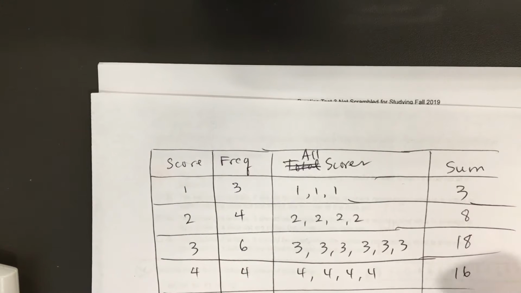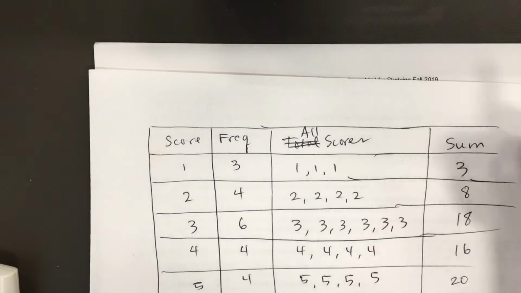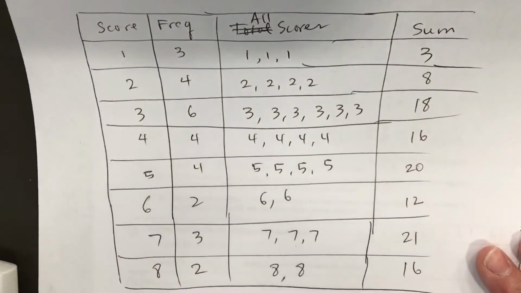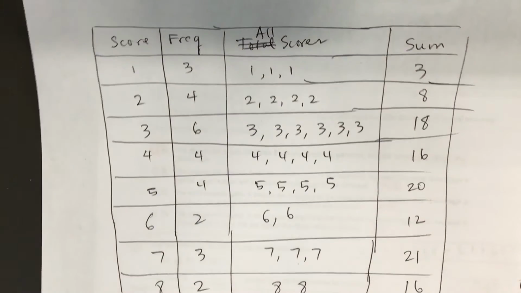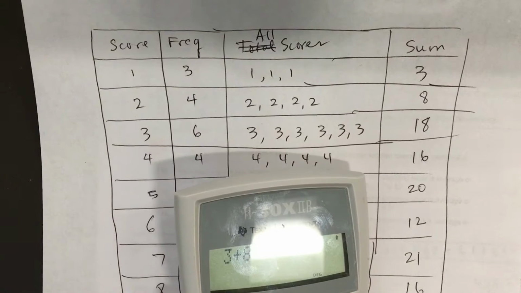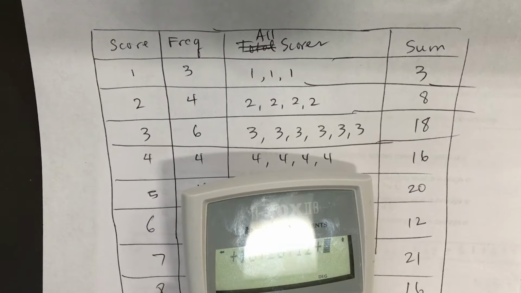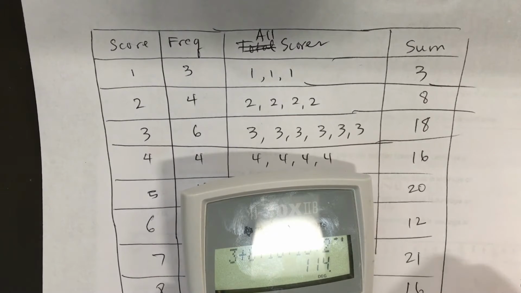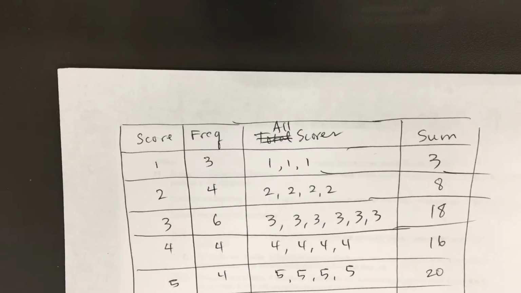3 times 6 is 18. 4 times 4 is 16. 5 times 4 is 20. 6 times 2 is 12. 7 times 3 is 21. 8 times 2 is 16. From here, add up all the numbers in the sum column. 3 plus 8 plus 18 plus 16 plus 20 plus 12 plus 21 plus 16. It's 114.